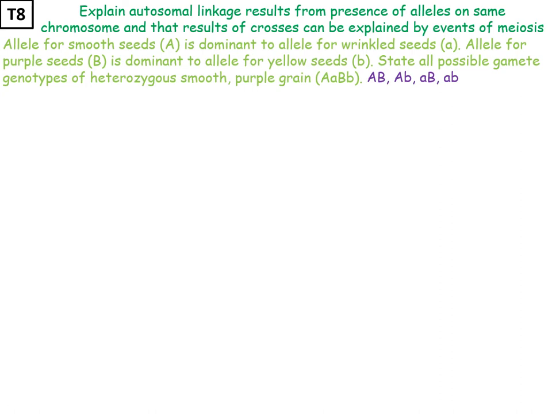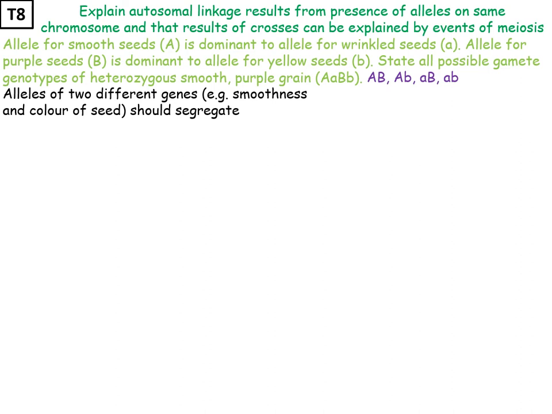We could have lowercase a, capital B, wrinkled seed that is purple, and lowercase a, lowercase b, the two recessive alleles, wrinkled seeds that are yellow. Those are all the combinations that could be produced in the gametes from the genotype of a heterozygous smooth purple grain.